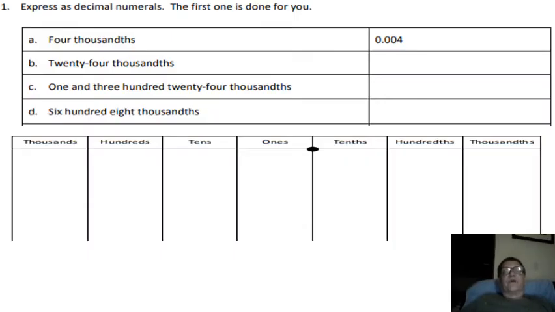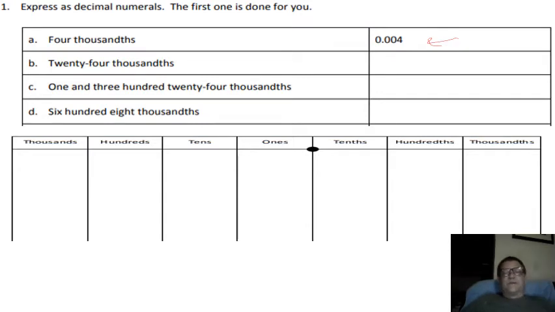First one is express as decimal numerals. The first one is done for you. And you can see what they've done is here they have 4 thousandths and they've written a decimal as 4 thousandths in standard form. So this is what we're going to be doing right here.